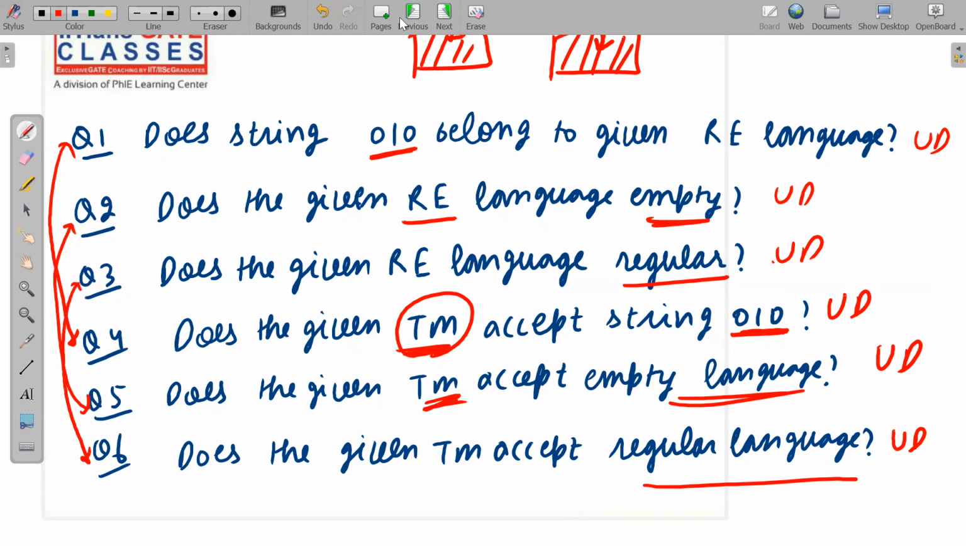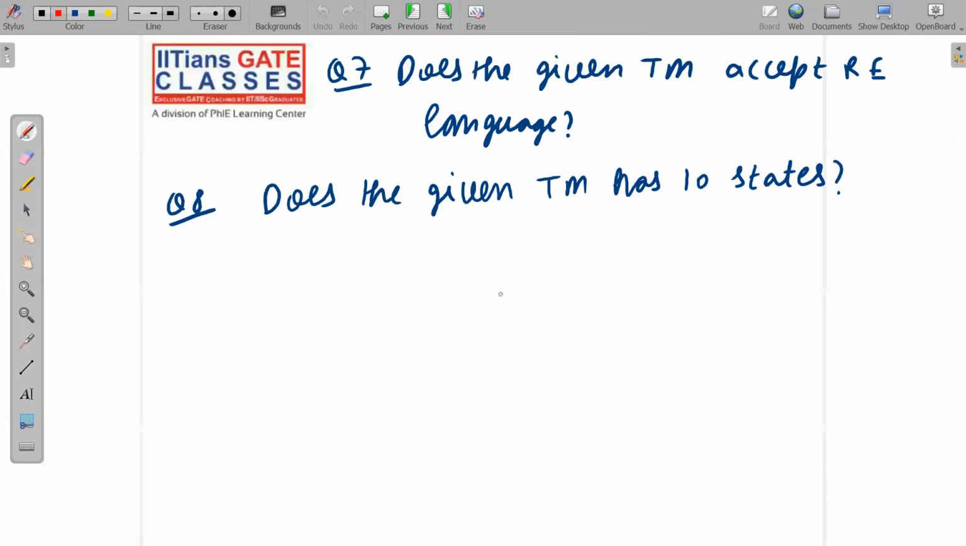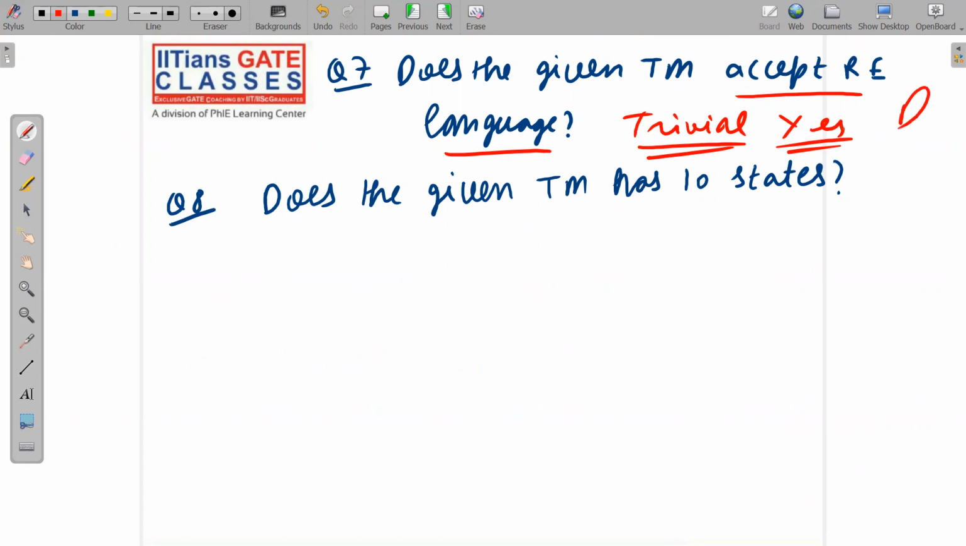Now, let's jump to the next question. Does the given Turing machine accept an RE language? This is a trivial question. The answer is always yes. You just give me a Turing machine and I will blindly say yes, yes, yes. That's it. So obviously it will be decidable. Again, it is not according to Rice theorem. It is obvious that it will be decidable.